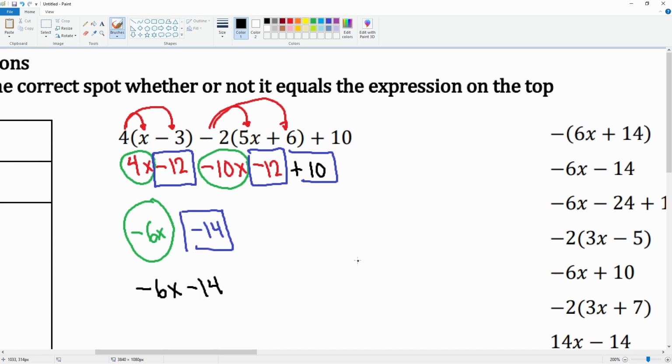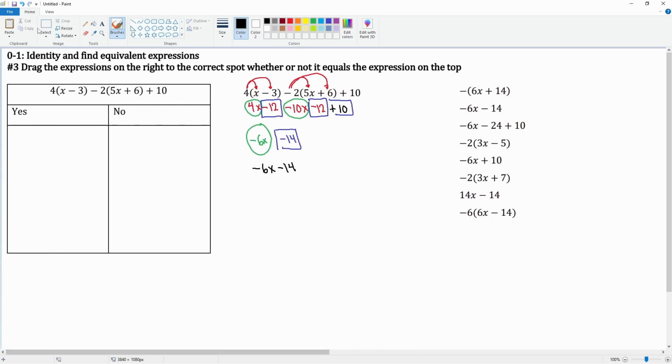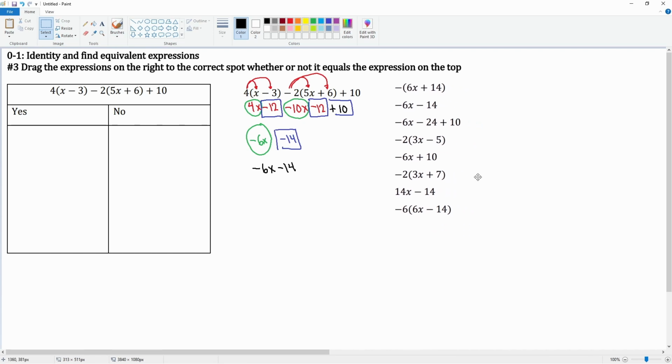So we're going to look for terms that are equivalent to that. We already have the -6x minus 14, so that goes there already. Then we have this one, which, if we distribute that negative to both terms, does get you -6x plus 14. Here we have -6x minus 24 plus 10. -24 plus 10 does get you the -14, so that is correct.